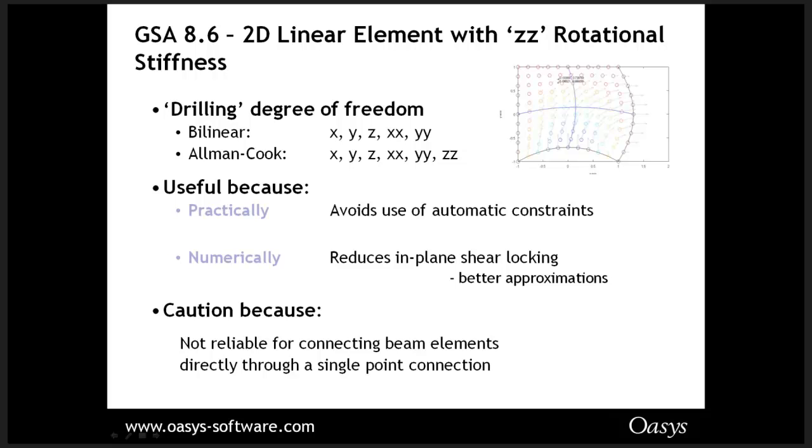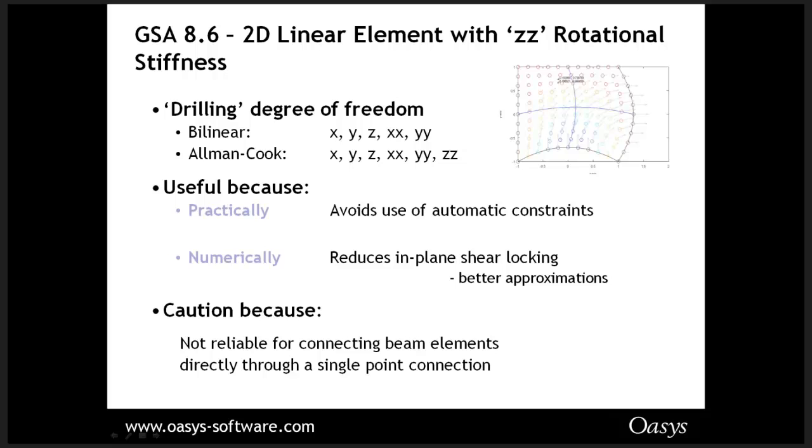There is a trade-off. Caution, because they're not reliable for connecting beam elements directly through a single point connection. What I mean is, if you connect a beam to a slab just through a single node, or apply a moment to a single node. In some ways, this is typical of a lot of finite element issues. What does a rotation mean? We're applying a rotation with respect to some kind of area. In maths, you can have a rotation at a point, but we have to define a rotation about an area, which of course is the area of the element.